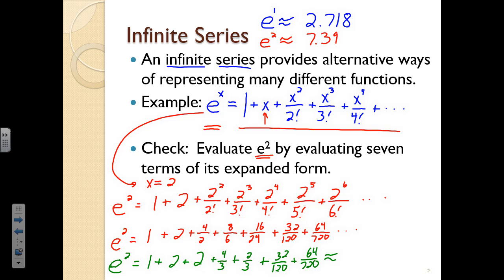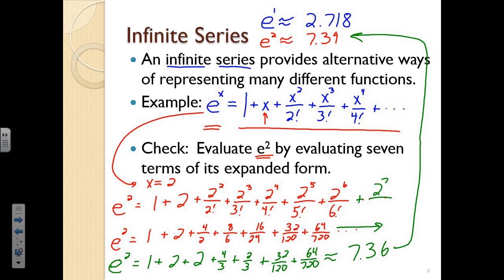You should get about 7.36 or so. Does that look familiar? It should. That is pretty darn close to what the actual value of e squared is. Why are we off? Well, because we quit. If we would have continued a couple more terms on here, if we would have said maybe 2 to the 7th over 7 factorial, we would have gotten closer. And we'll continue to get closer. We can get infinitely close by going more and more terms.